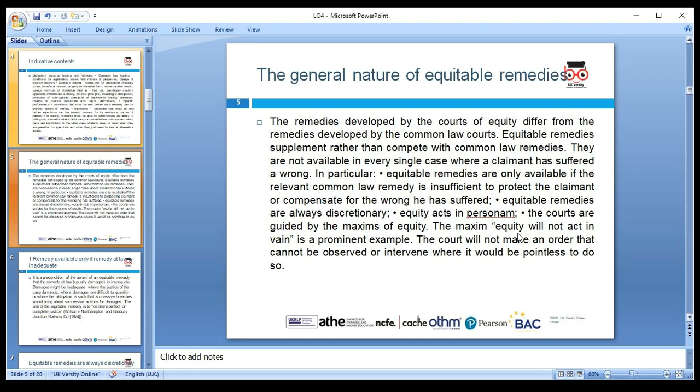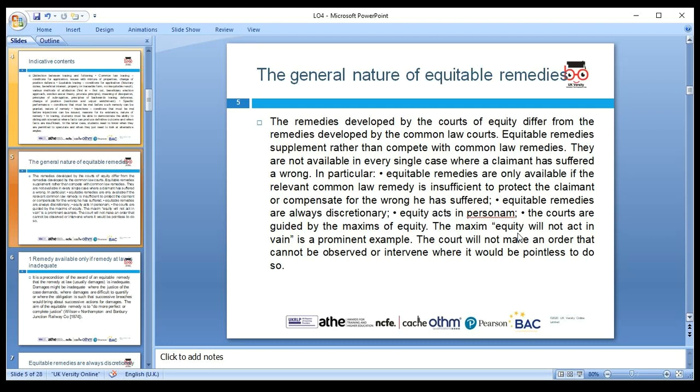It's not that you must get it. It is a discretion that can be given to you or not. Equitable remedies act in personam, which means individually. So the courts are guided by the maxims of equity.